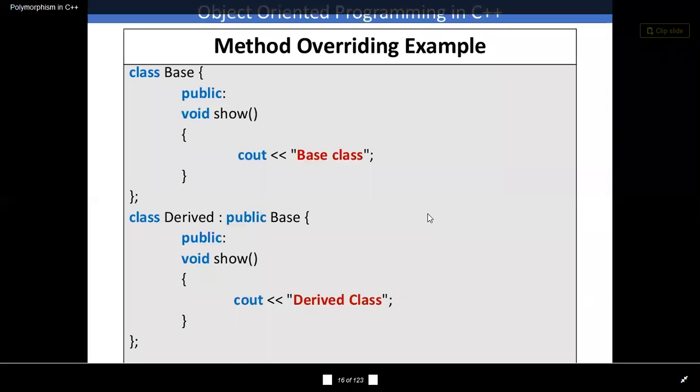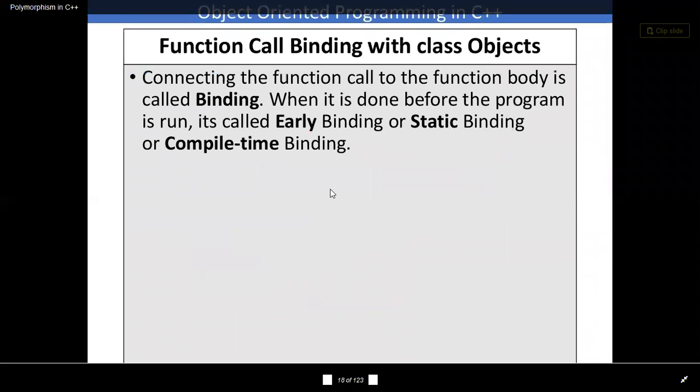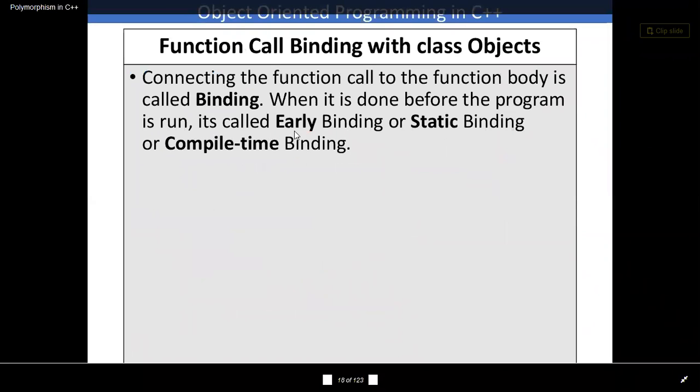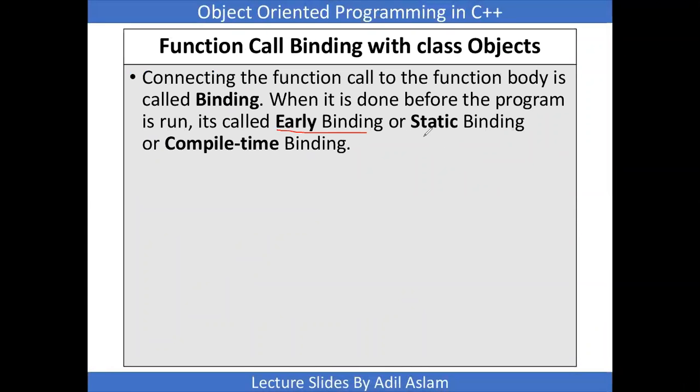Now let's go to the main function. Now this function call binding with class objects, if you just focus on these two, when it's done before the program is run, it's called early binding or static binding or compile time binding. So you can say any of these three names, but the idea remains the same. This is one side: we have early binding, static binding or compile time binding.